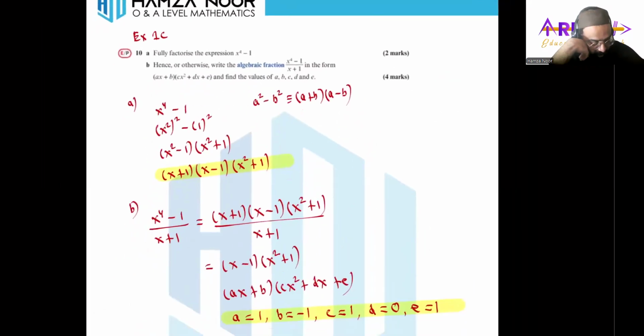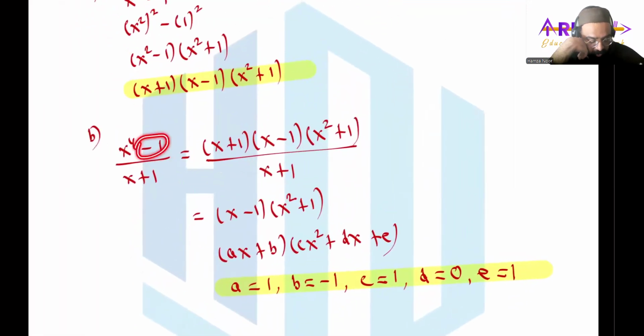So x raised to the power of 4 minus 1 divided by x plus 1. As we have seen, in place of this numerator, I can write x plus 1 into x minus 1 into x square plus 1, and this is completely divided by x plus 1. So x plus 1 and x plus 1 get cancelled out, eliminated. Therefore, x minus 1 multiplied by x square plus 1. But we need our answer in this specific form. So yes, we have obtained this specific form, ax plus b multiplied by cx square plus dx plus e.